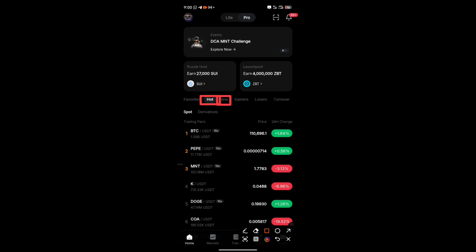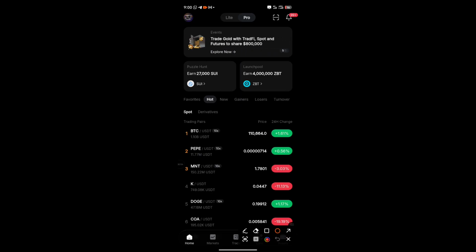One of the places where you can quickly find cryptocurrency coins that will pump in their own time is in the Hot section on Bybit and also in the New section. Sometimes they are also found in the Gainers section. So let's look at this Hot section. On the Hot section, you're going to target those coins that have the fire sign.